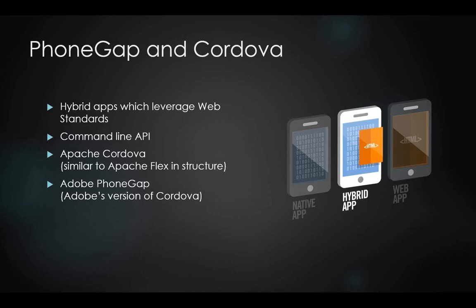So they acquired PhoneGap by acquiring Nitobi. And what they did with it is instead of just making PhoneGap this internal thing, they actually donated PhoneGap to the Apache Foundation. And the Apache Software Foundation decided to rename their version of PhoneGap to Cordova. And you'll note here that it's similar to what Adobe did with Flex.